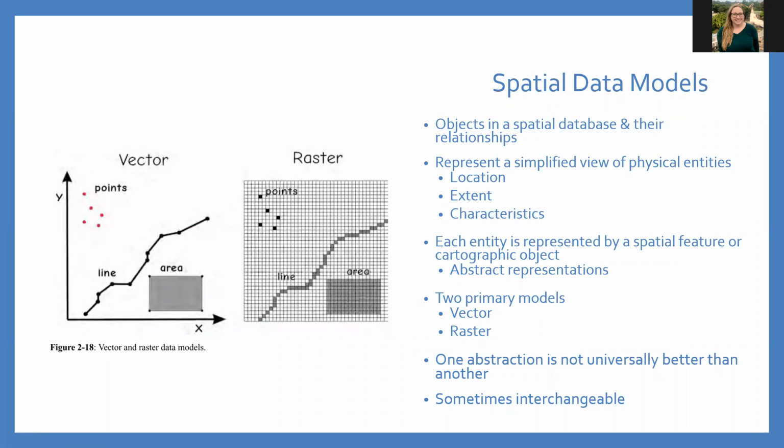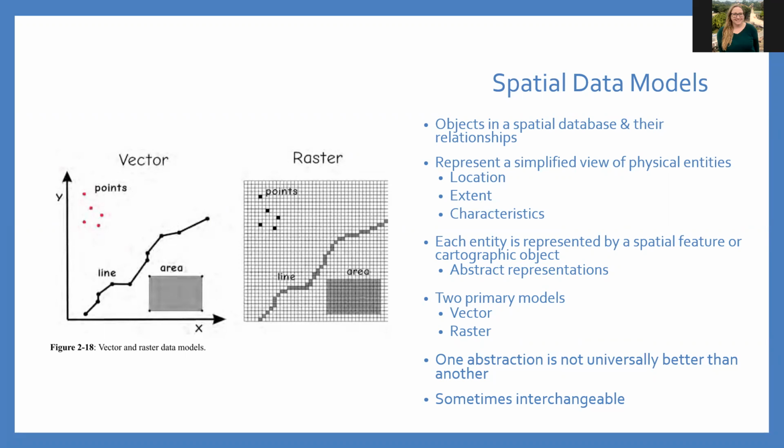A spatial data model can be defined as the objects in a spatial database that includes the relationships among them. GIS data represent physical entities such as roads or mountains in a simplified way. The data includes information on the location and extent of the objects as well as some of their characteristics. As I mentioned last week, each object or entity is an abstract representation of only one feature.